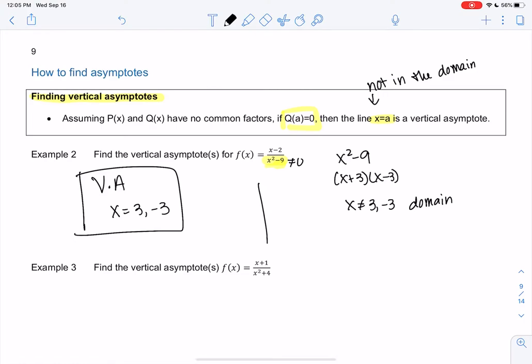And then when we do get into graphing, it'll look like this. So our graph will actually have three pieces, 1, 2, 3. We'll talk about that later. Right now, we're just finding asymptotes. How about the next one?